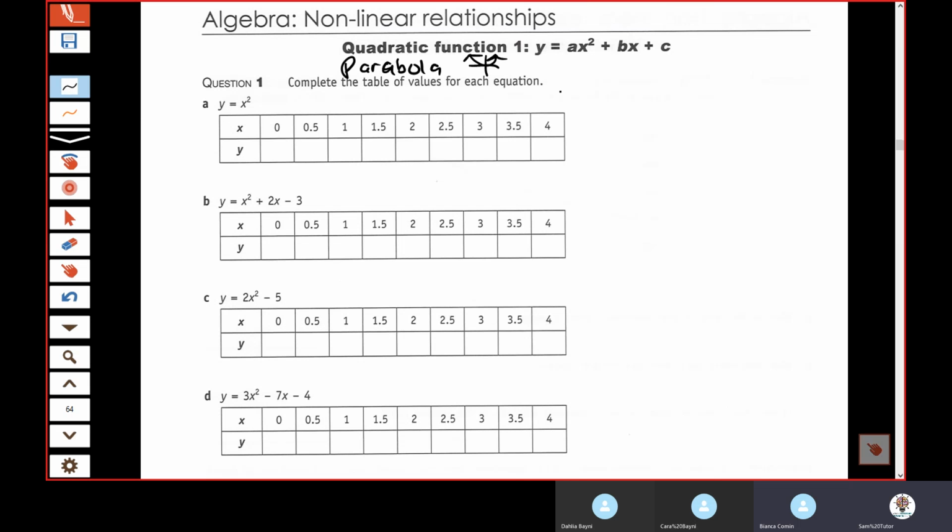Dahlia said power of 2. Yeah, that's it. She's right. The fact that it says x squared, you know straight away it's a parabola. So you don't look at the x or the 3. The fact that it says x squared, x squared, x squared. So the fact that it's x to the power of 2, you straight away know it's a parabola.